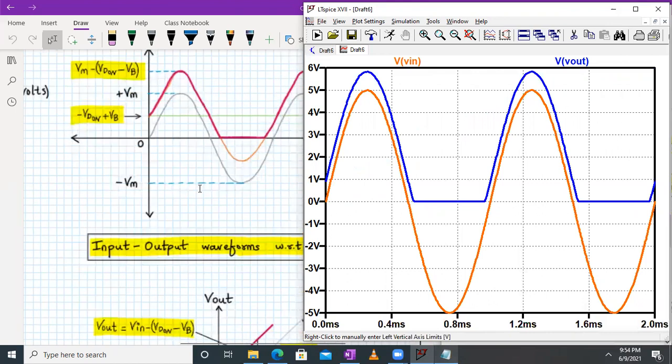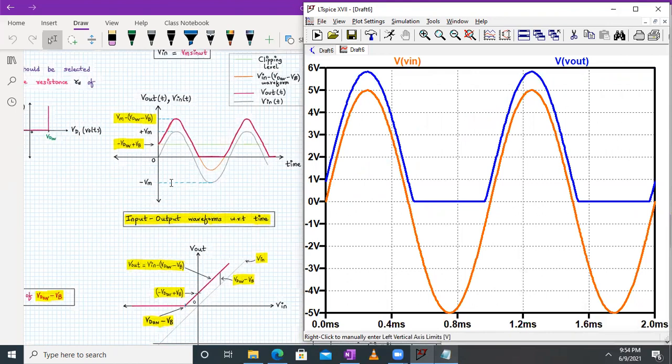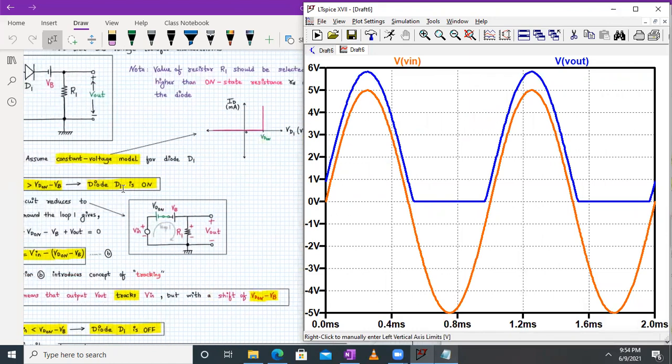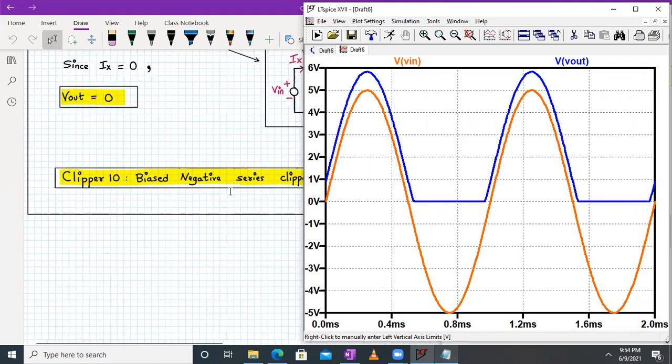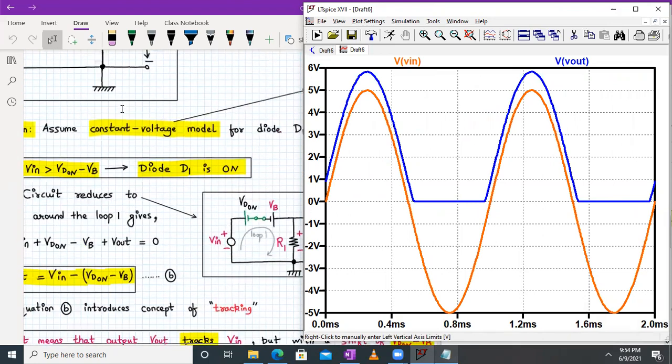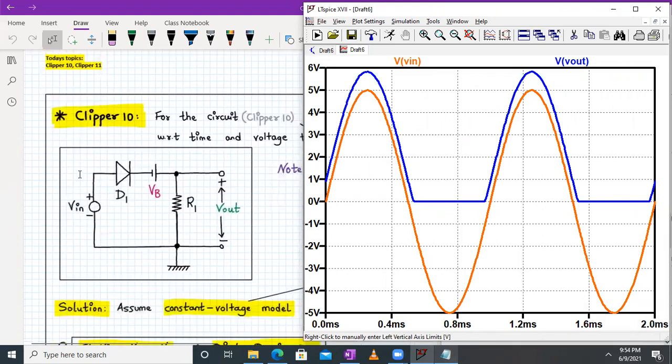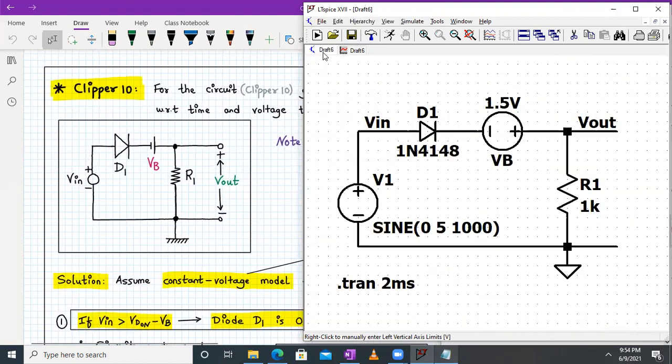Now, what will be the name of this clipper? It is clipping of the negative portion. So it will be a biased series negative clipper. That's the name. Biased series negative clipper. Okay, so this was all about clipper number 10 and the input output waveform.